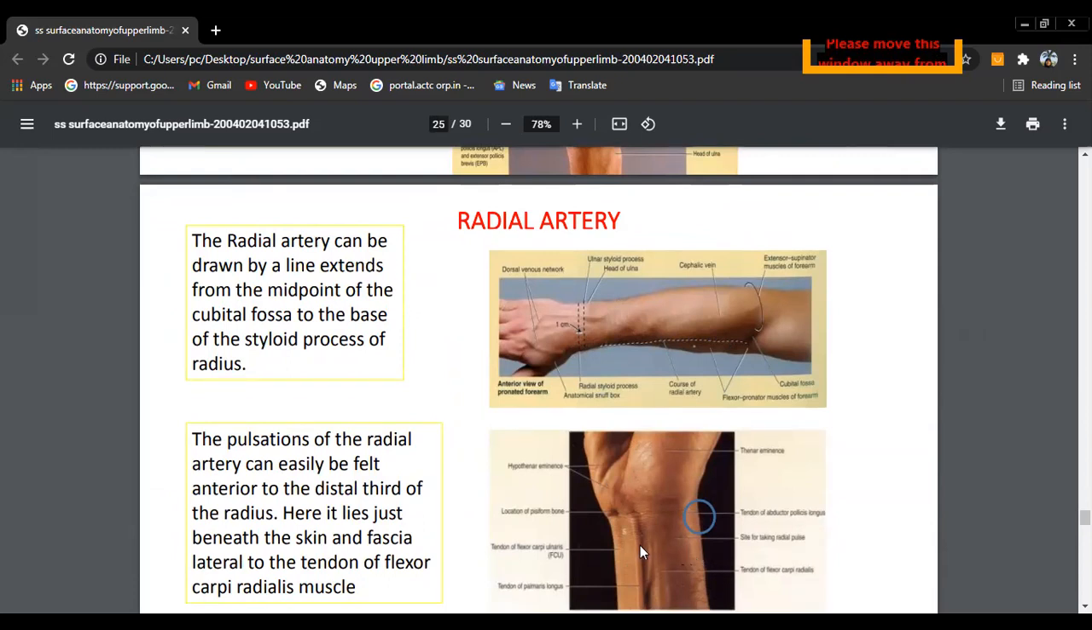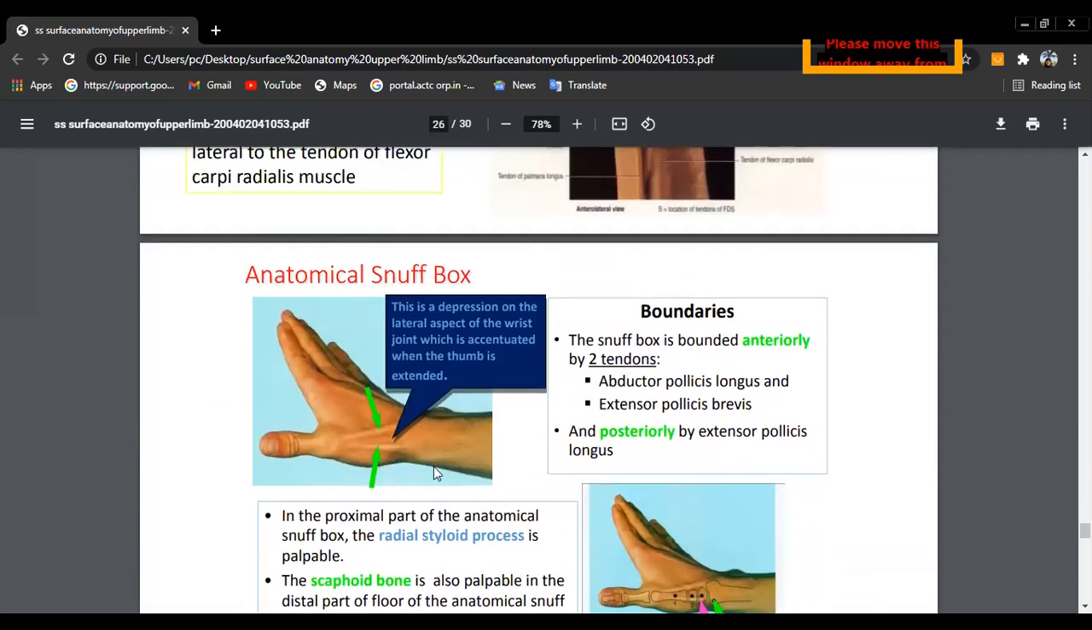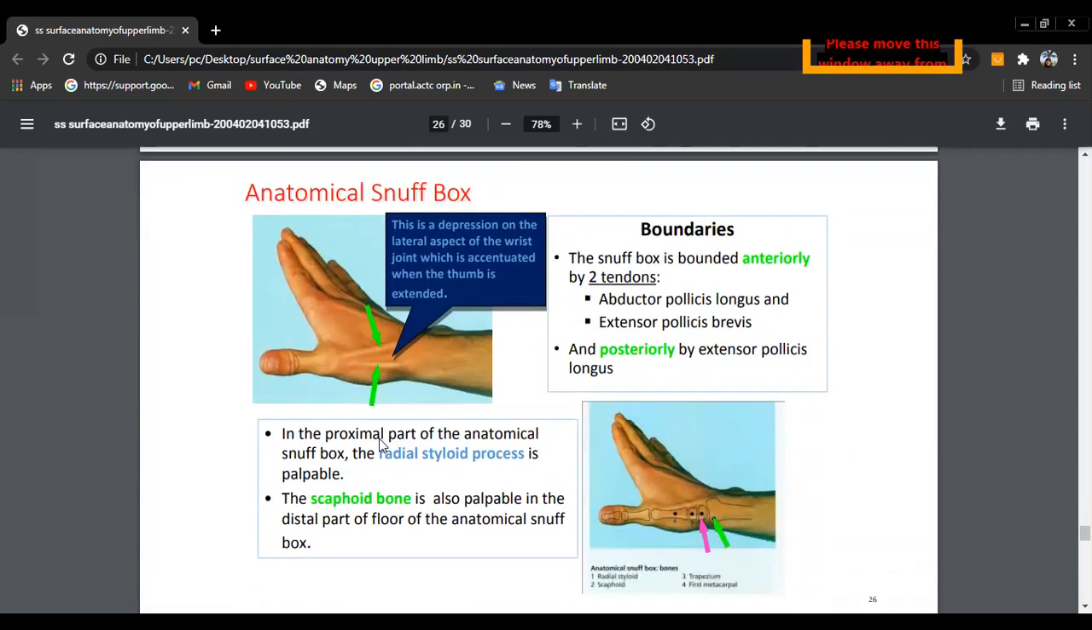We know the pulsations of the radial artery can be felt where? In the anatomical snuff box. Very easy to palpate over there. Okay, so that actually corresponds to the anterior surface of the distal third of the radius bone. I'll show you the anatomical snuff box, because the chief content over there is the radial artery, though we have discussed it previously. Now again, with the help of surface anatomy, let us discuss.